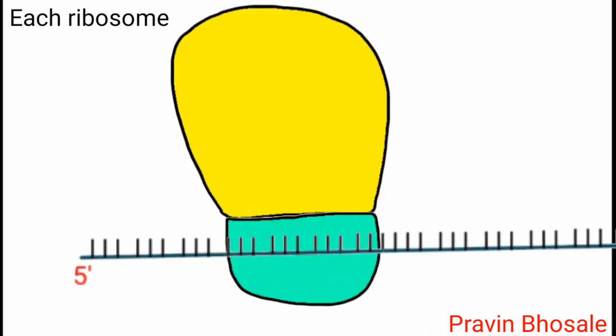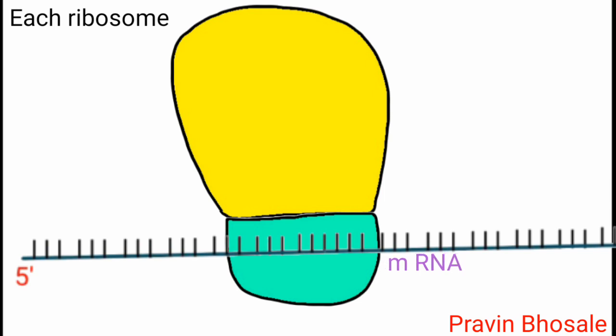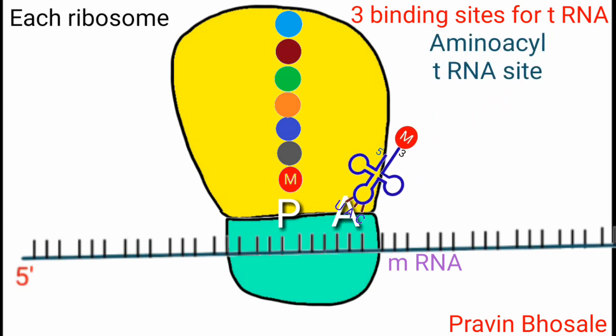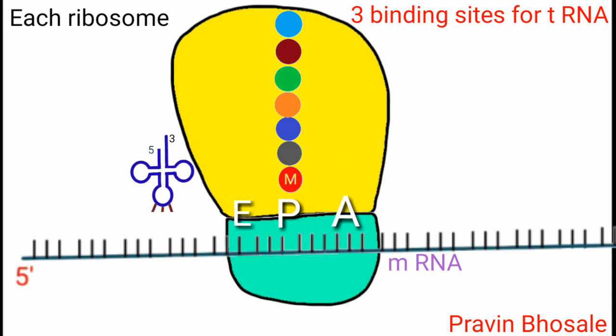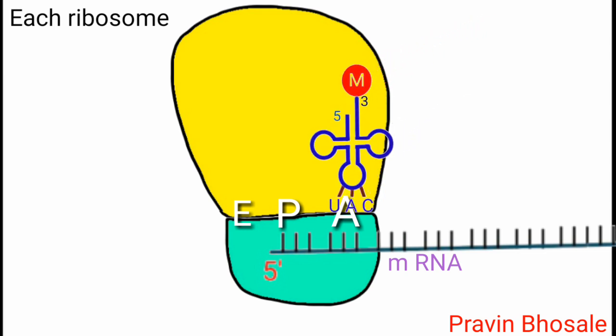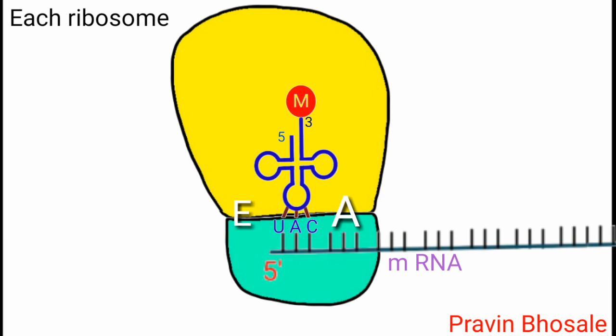Ribosome has one binding site for mRNA and three binding sites for tRNA. They are the P site, that is the peptidyl tRNA site, the A site, that is the aminoacyl tRNA site, and the E site, that is the exit site. Only the first tRNA amino acid complex directly enters the P site of the ribosome.